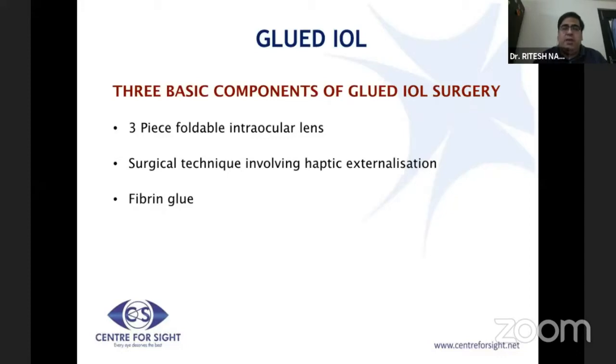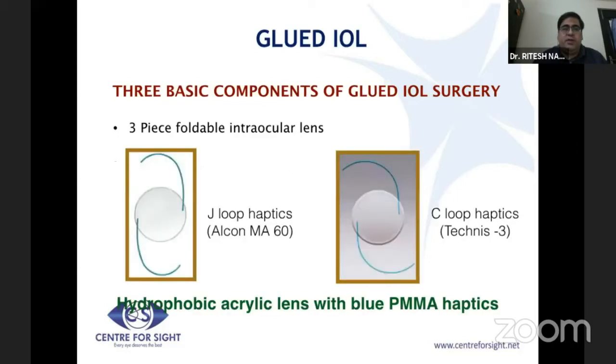So there are three basic components of a glued IOL surgery. You need most often a three-piece foldable intraocular lens. The basic surgical technique involving haptic externalization. Throughout this session, you'll be seeing the different approaches to do that, and what we use as fibrin glue to seal the tunnels. So this is the basic IOL which you can use.